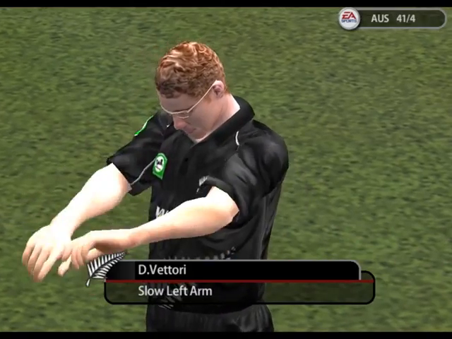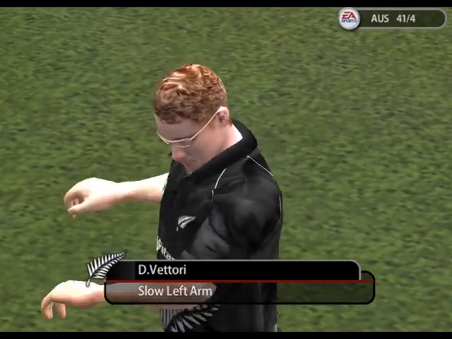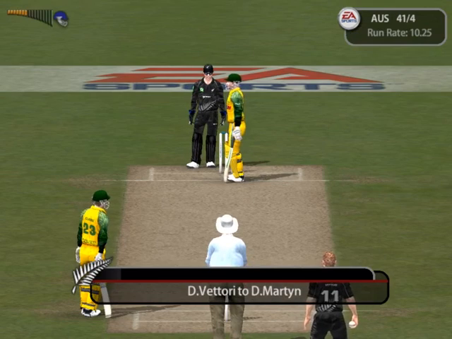New Zealand about to make a change in the bowling. Martin waiting at the striker's end.